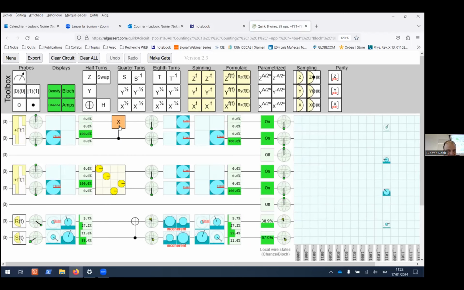Here I have exactly the same. Another way to implement it is to use CNOT in this way, or we can also use it, it is symmetric for the two ways. You can also use this, and it does exactly the same. So having this or this is exactly the same.